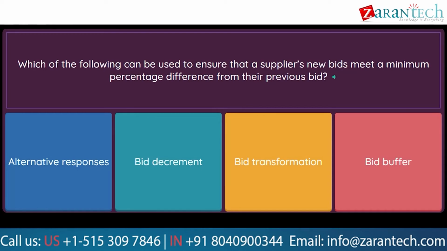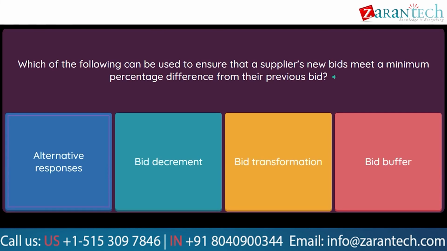Question: which of the following can be used to ensure that a supplier's new bids meet a minimum percentage difference from their previous bid? Option 1 Alternative responses. Option 2 Bid decrement. Option 3 Bid transformation. Option 4 Bid buffer.